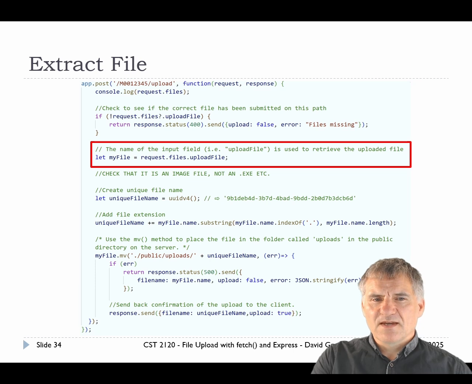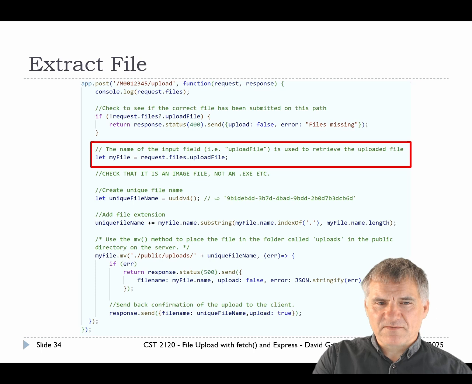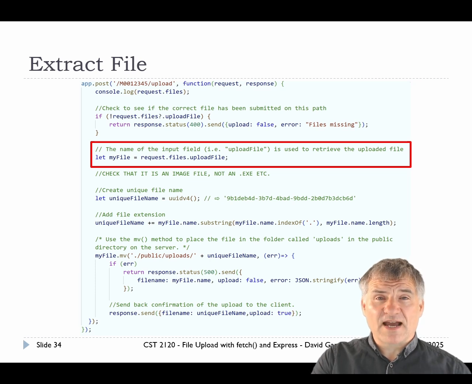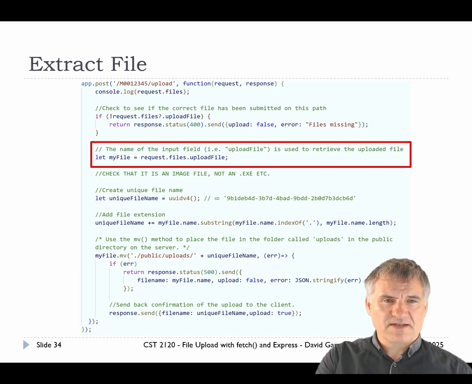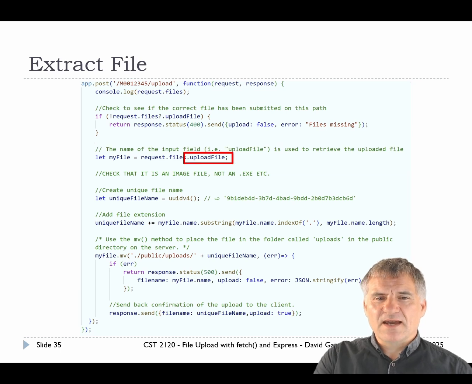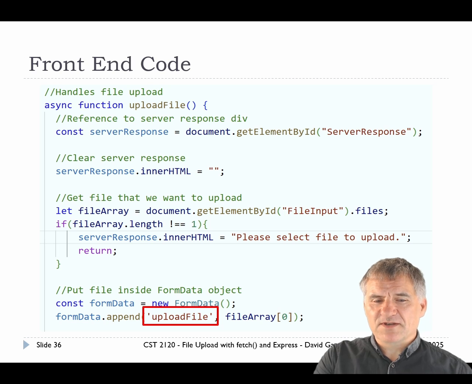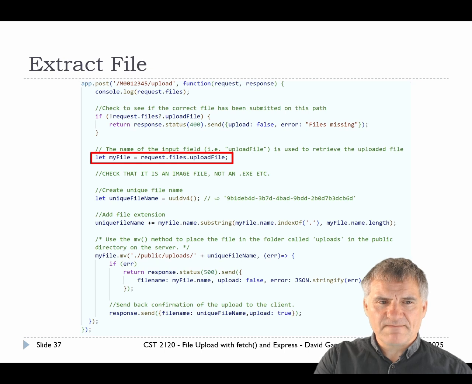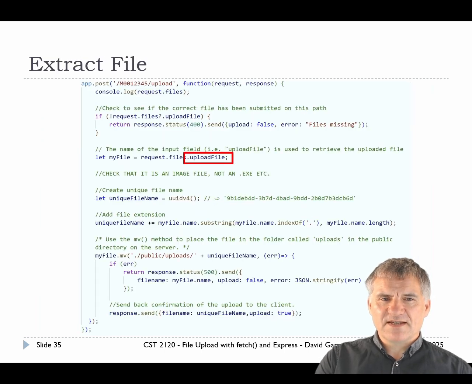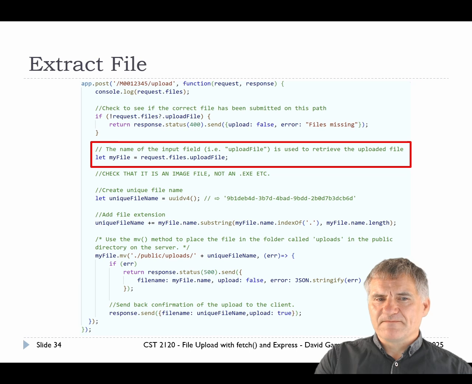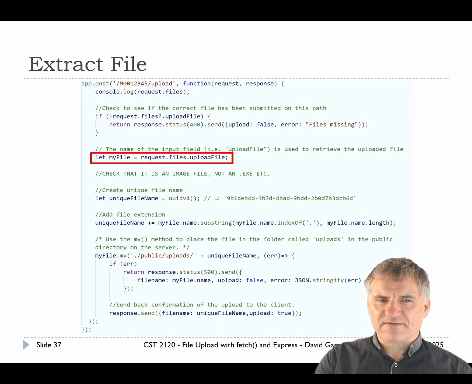Then, if I've checked that that exists, I can extract that file from request.files. So request.files has all the files that have been submitted with this HTTP request, and I'm expecting it to be called upload file, which corresponds to the key I've given there in the form data. So these two things have to match for it to work. So check the file exists, then extract the file from request.files. Then that should be pointing to the file that I now want to process and use.